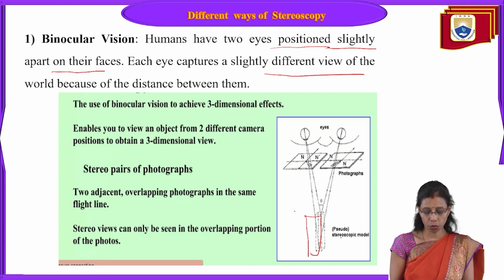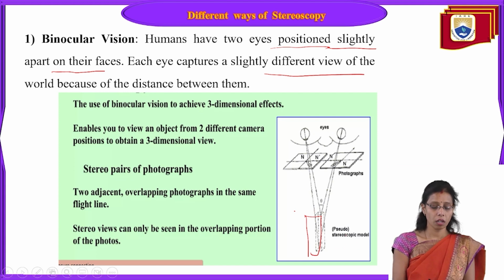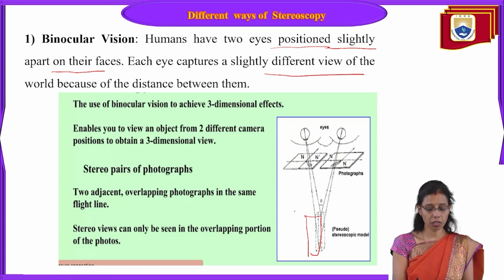So it's a pseudo stereoscopic model where we use binocular vision to achieve three-dimensional effects. It enables you to view an object from two different camera positions to obtain a three-dimensional view. So, stereo pairs of photography: two adjacent overlapping photographs in the same flight line. Stereo views can only be seen in the overlapping portion of the photos.